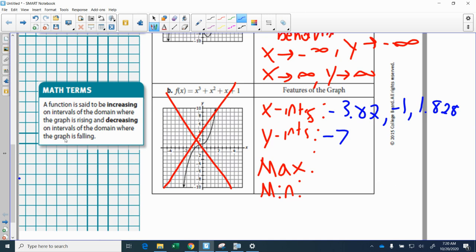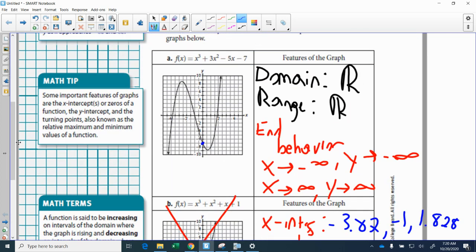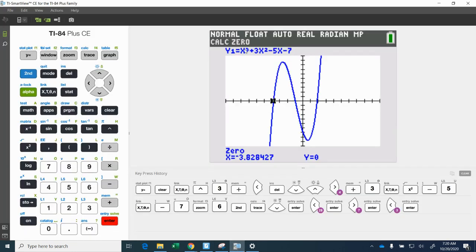Okay? The next thing I want to find is my max and min. And my maximum and minimum should be described as the highest and lowest point of this graph. So I should have a maximum at this coordinate up here, as well as a minimum at this coordinate down here. Okay? So same thing, we're going to go to our calculator.